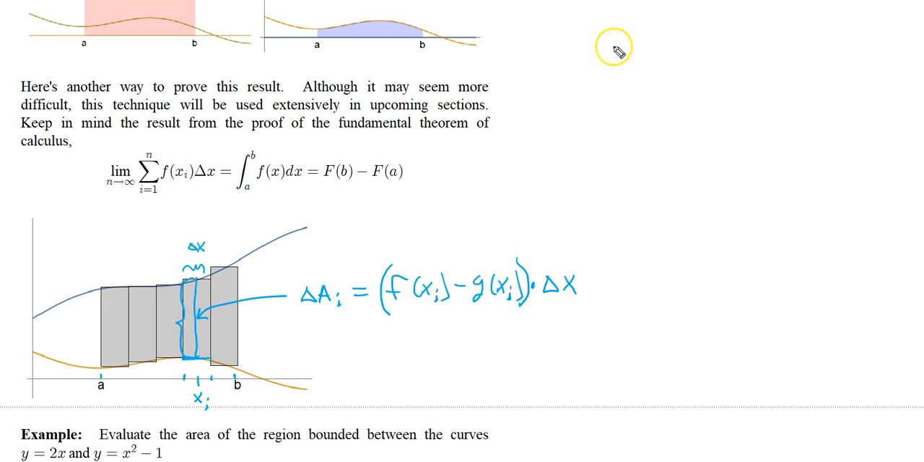So if we add up the area of all of these gray rectangles down here, we get a good approximation to the area between the graph of g and the graph of f. And then if we take the limit as n goes to infinity, we get the exact area bounded between g and f, and so this is the exact area, A.